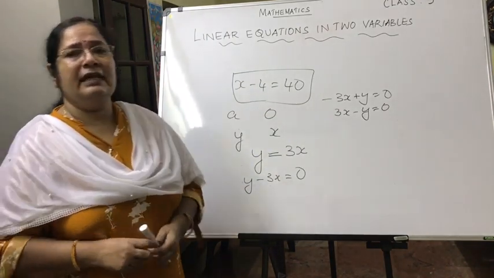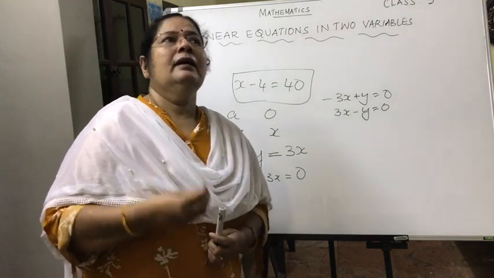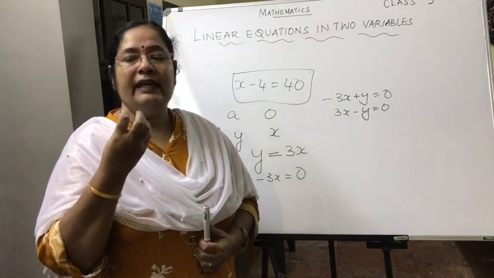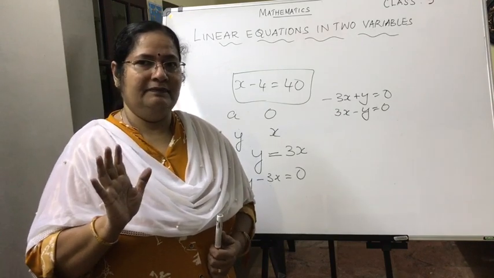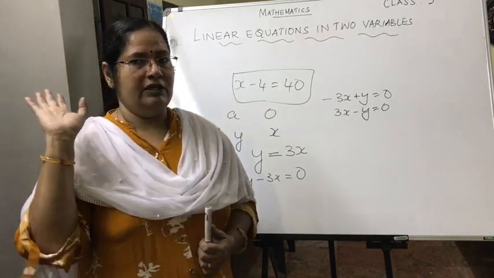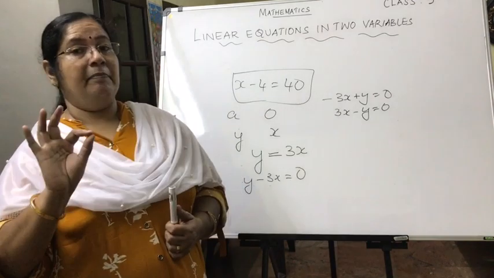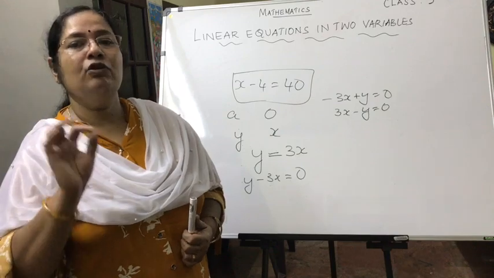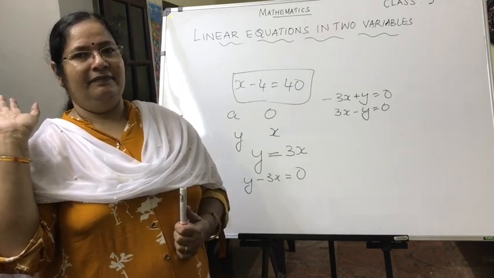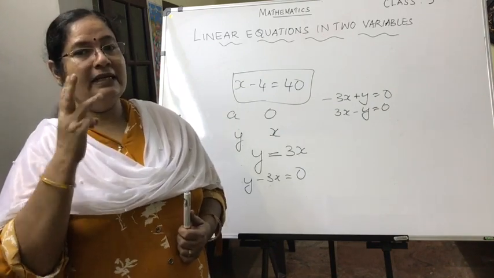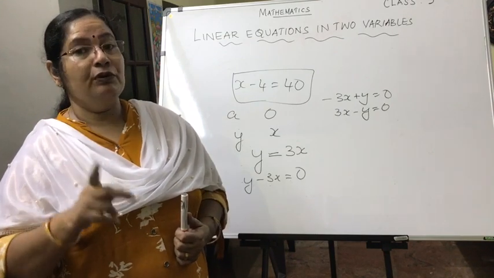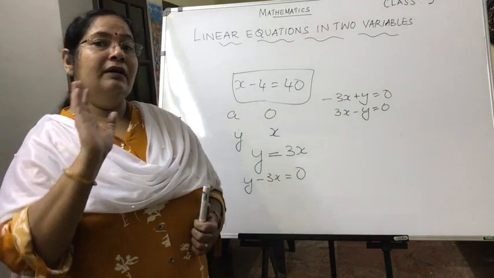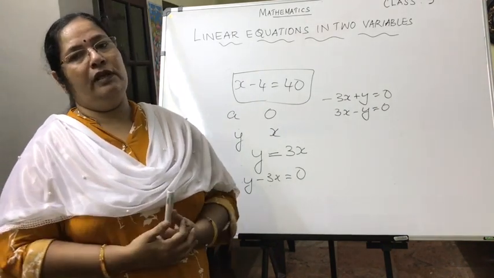One more example, supposing I am saying, let it be, say 5 kg apples and 2 kg oranges. 5 kg apples and 2 kg oranges together cost rupees 500. Now I want you to write that as a linear equation in two variables.